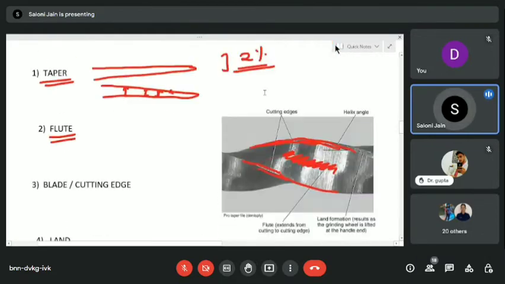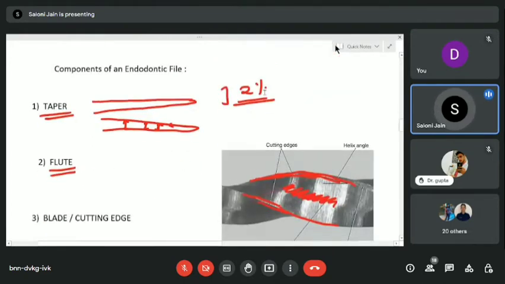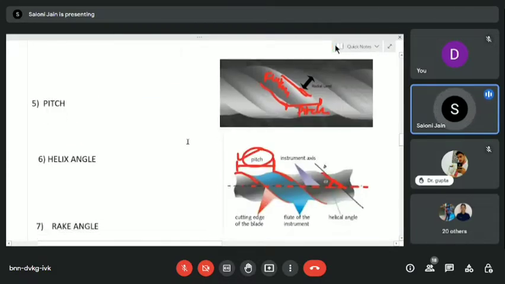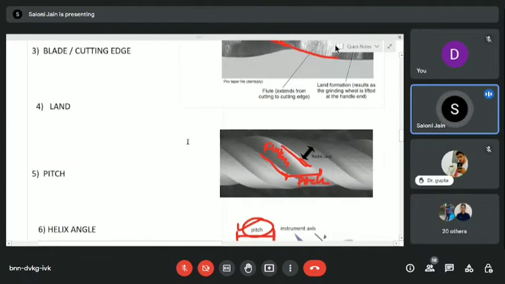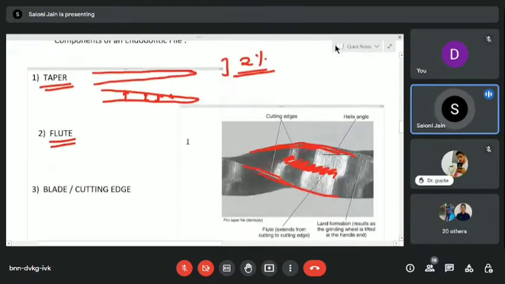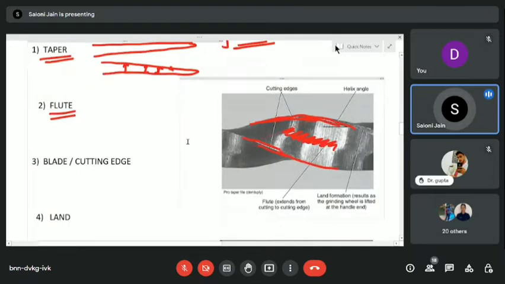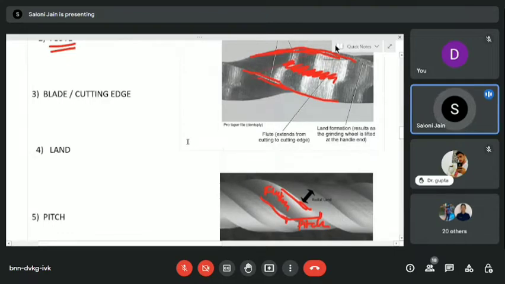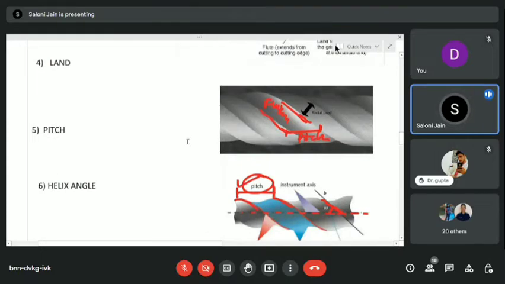So these are some basic terminologies of an endodontic file: taper, flutes, blade, cutting edge, land, pitch, helix, rake angle. You need not get confused with these terms. These are simple terms. Flutes are the grooves on the file. Taper is the per millimeter increase in the diameter of the file. Cutting edges are the sharp edges you see on the file, the working areas of the file. Land area is the accentuated part present between the flutes. Pitch is the distance between two cutting edges.